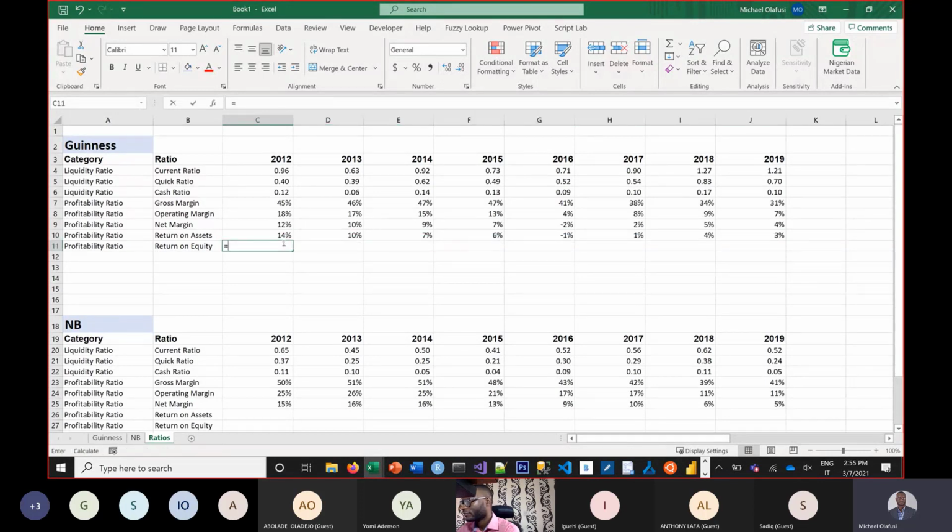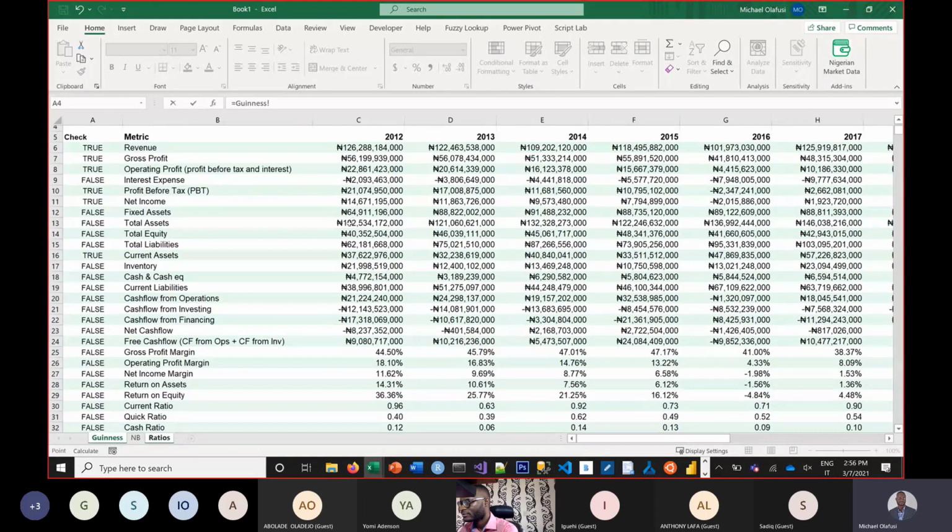I will do likewise for return on equity. It's going to be net income over total equity. So net income, it should have been average of the equity like we did for net income.